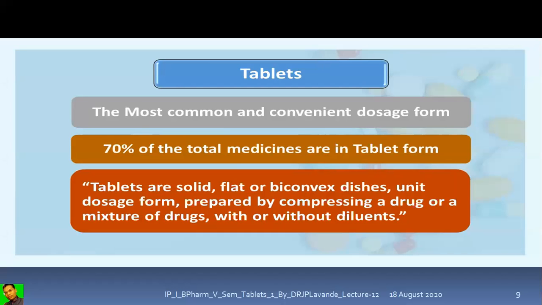That is what a tablet is, and that's why it is said to be the most common and convenient dosage form. Why is it called most common? Because almost 70% of the total medicines, or if you go to a medical store, more than 60% of the content, are covered by tablets only. It is a convenient dosage form. Compared to the elixir, the emulsion, the suspension, or the aerosol, the tablet is very easy and convenient to handle and to carry. That's why it is said to be the most common and convenient dosage form.